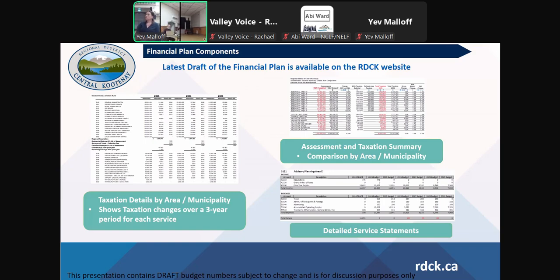The financial plan is, I'm going to say, just over 200-page document available online. Its 3 main sections are the taxation details by area and municipality, which shows taxation changes over a 3-year period. We'll have a look at that. The summary, which compares all the rural areas and the municipalities, and then a detailed service statement for each service, which goes down to the account level and where the 5-year projections exist. And again, that's where the 180 services are. That makes up the bulk of the budget document.